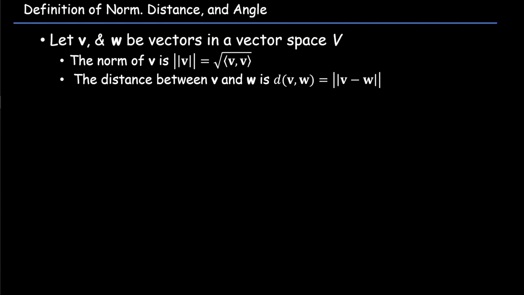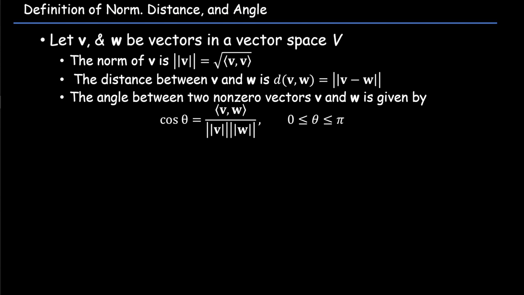And lastly, the angle. The angle between two non-zero vectors v and w is given by the cosine of theta equal to the inner product of those two divided by their respective magnitudes. And the angle is between 0 and pi, or 0 and 180 if you're using degrees for some reason.